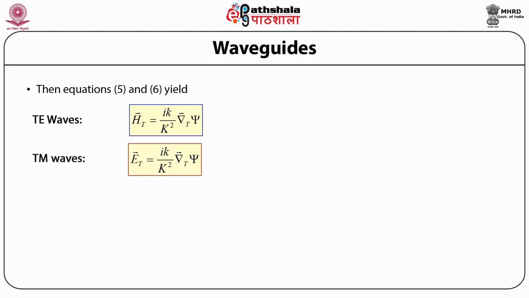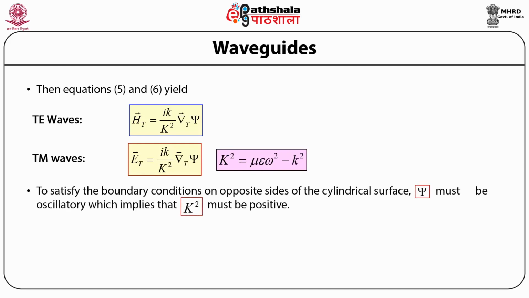And for the transverse magnetic waves, it is given as: the transverse component of the electric field is equal to iota times k by capital K square, times the transverse component of the del operator acting on the wave function psi, where capital K square is equal to mu times epsilon times omega square minus k square. In order to satisfy the boundary conditions on the opposite sides of the cylindrical surface, the wave function psi must be oscillatory, which means that the capital K square that we have defined above must be positive.